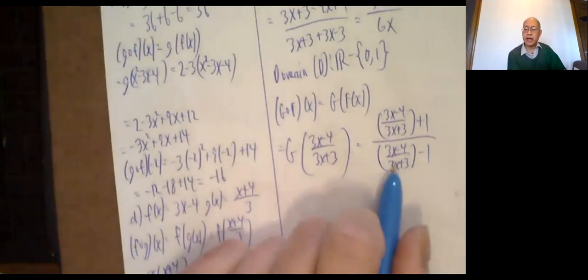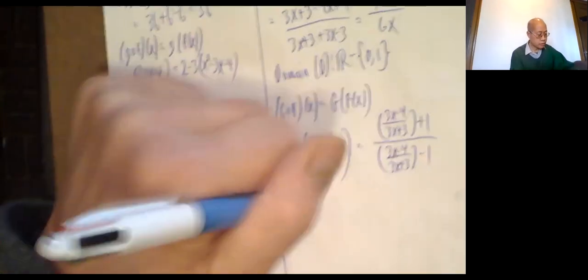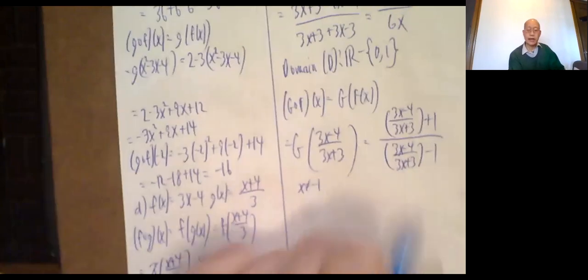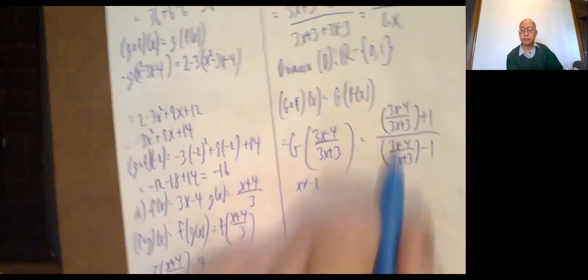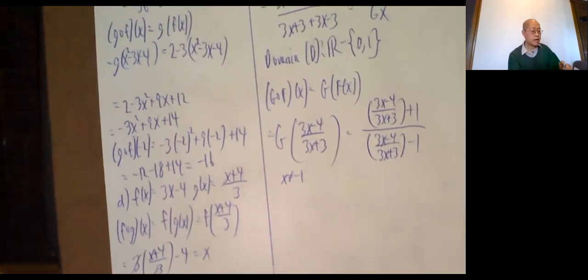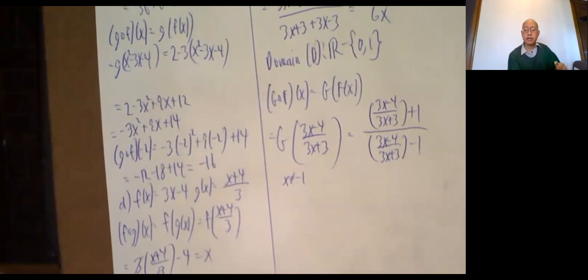Okay, so right away, again, I can say x cannot be negative 1. Negative 1 makes the denominator 0 here. Okay, and again, how do I make it look nicer? Multiply the top and bottom by 3x plus 3. Like this.